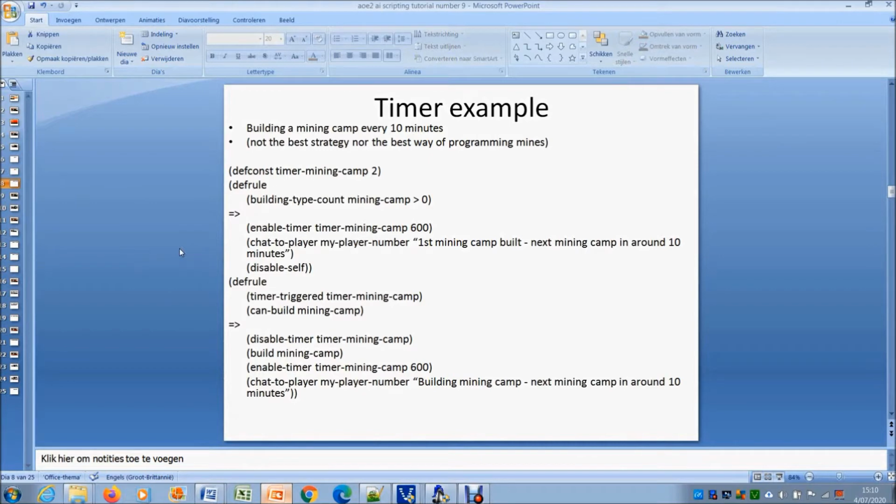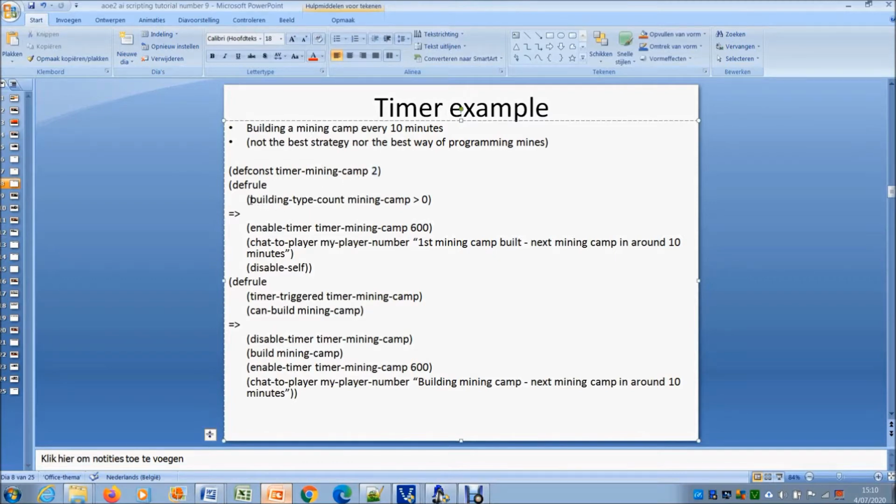Another timer example is, for instance, if we want to build a mining camp every 10 minutes. Now, it is not the best strategy nor the best way of programming mines. These are examples to understand the code. So we def const a second timer called timer mining camp.